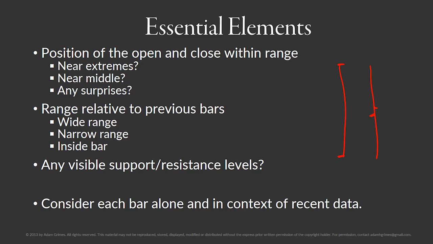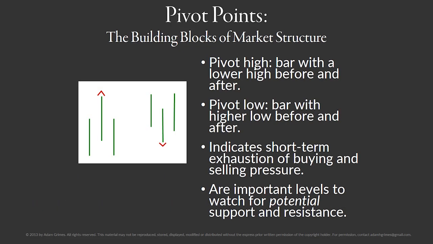Also, we looked at the range relative to previous bars. If you see a situation where you have a lot of small bars and then a lot of big bars, obviously a big bar is probably significant or worthy of your attention. I talked a little bit about visible support and resistance levels. We're going to talk a lot more about that in this module. And we sort of left things with the broad idea of thinking about each bar in context of recent data as well. Well, let's do that a little bit more formally and talk about pivot points.